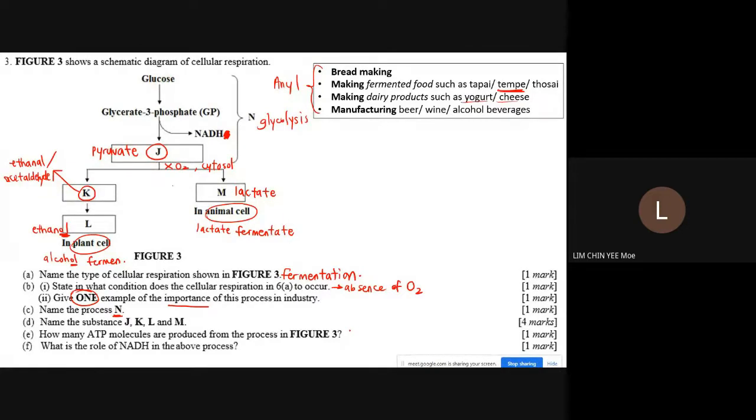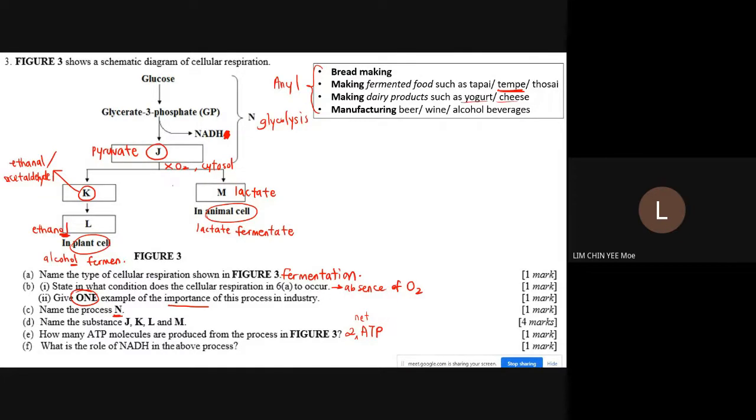Ini yang pelik in figure 3. Jawapan yang dia bagi 4. How many ATP produces from the process in figure 3? Well, I will accept 2, okay? I will accept 2 in this case, tapi mungkin soalan ni you tulis 2 net, okay? 2 net ATP. Or if you write 2 ATP, I think I will accept it too. Sebab dia tanya the whole process here.